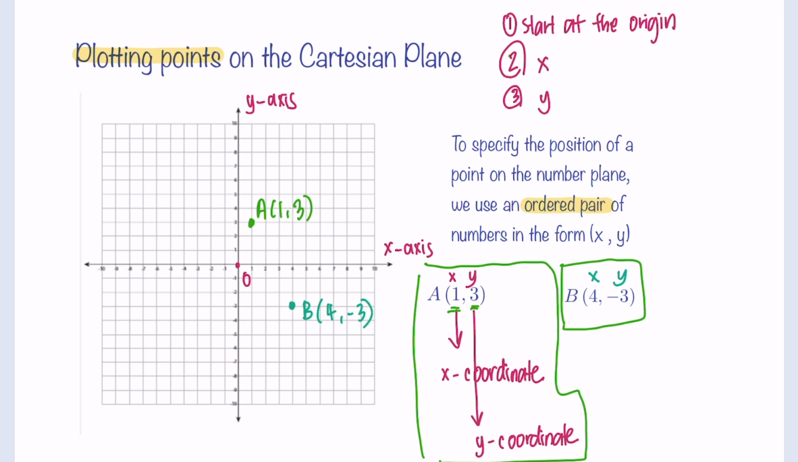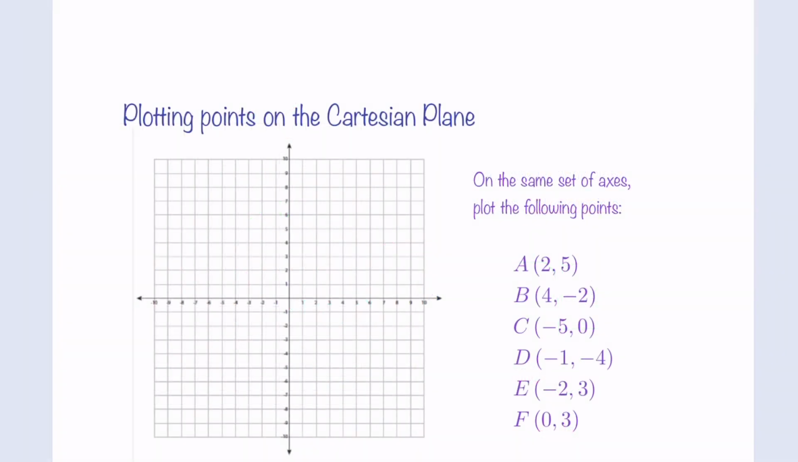And here is how you would plot points on the number plane. Let's take a look at the practice questions together. On the same set of axes, we're going to plot the following points. So we will be plotting A to F, these 6 points, on the same plane.